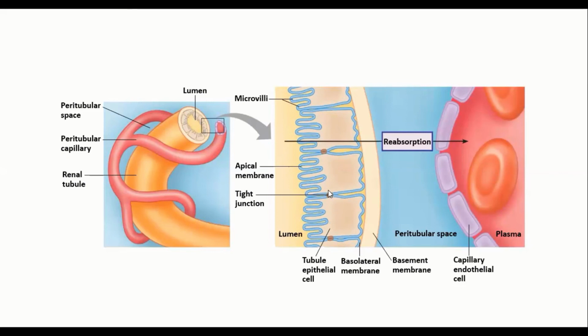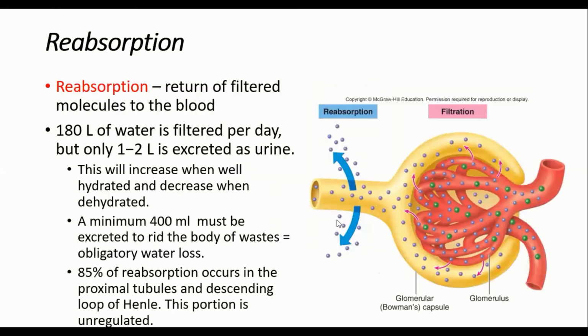And how tight exactly these junctions are going to be is going to differ depending on what part of the nephron we're in. So sometimes we're going to see some leakage here, and sometimes we're not. And the basement membrane. So these are the tubule epithelial cells. Okay. So reabsorption is mostly happening in these tubules, mostly in the proximal convoluted tubules.